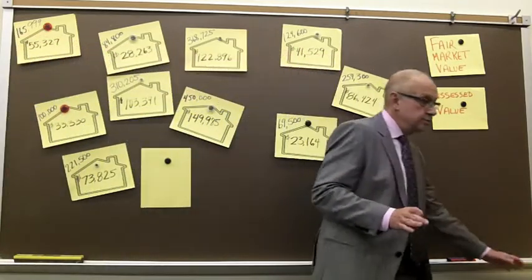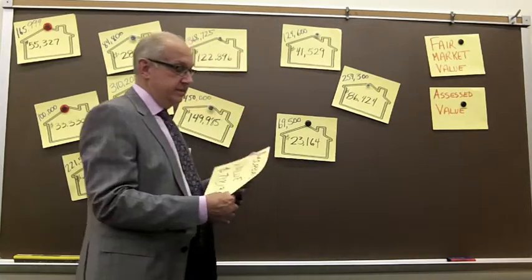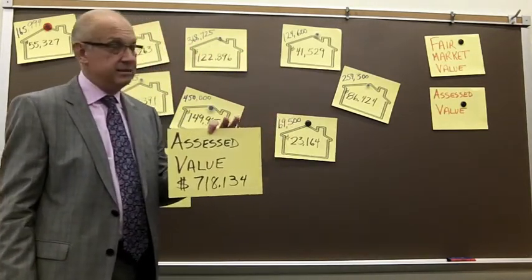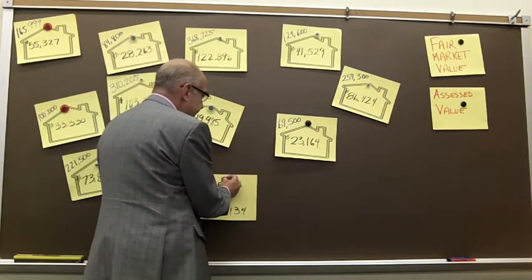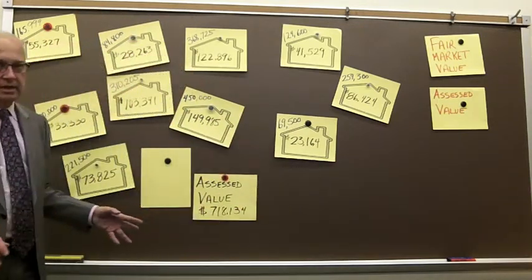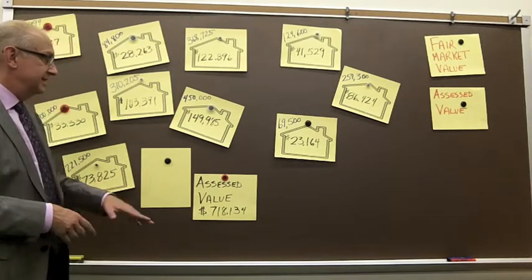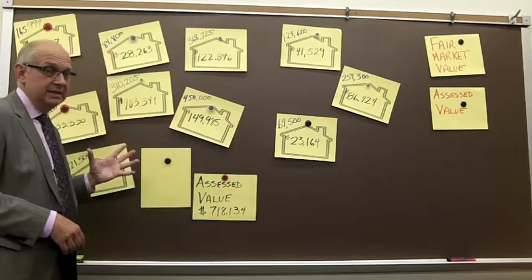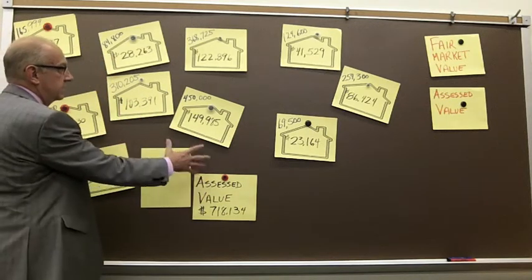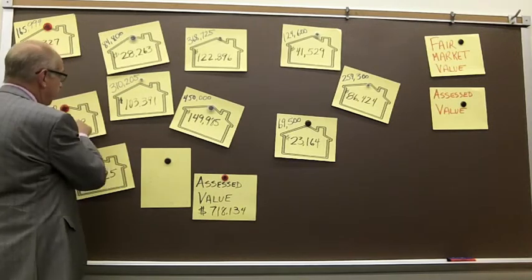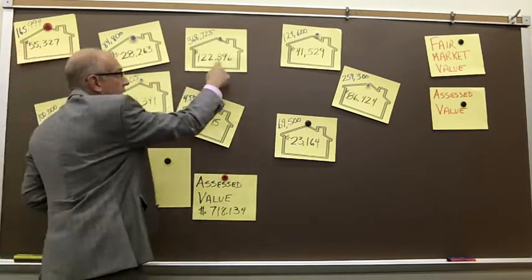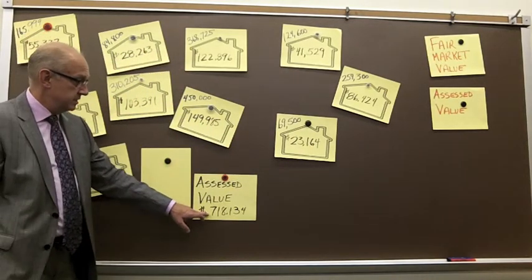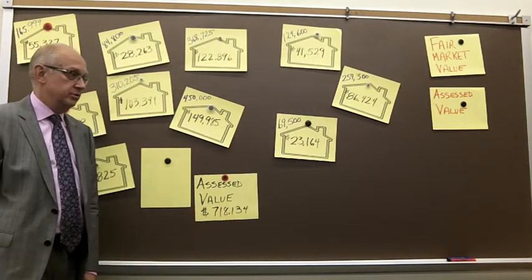The number that we do care about is the assessed value, $718,134. This obviously is a very small amount of money. This is referred to as the tax base of the school district. It's the combined assessed value of all of these. So if you add up all of these assessed values, the total for the district is $718,134.